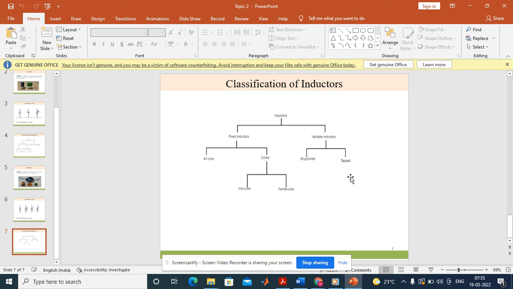Coming to the classification of inductors, inductors are also broadly classified into two types: fixed and variable inductors. Fixed inductors are of air core, iron core and ferrite core types. Variable inductors are single tuned and tapped types. So with this, we have completed the topic of capacitors and inductors in brief. Thank you.